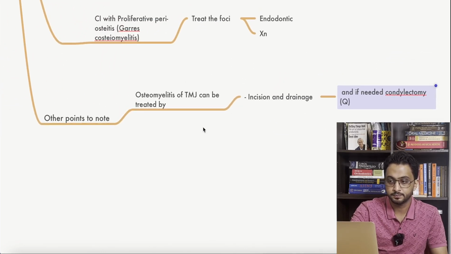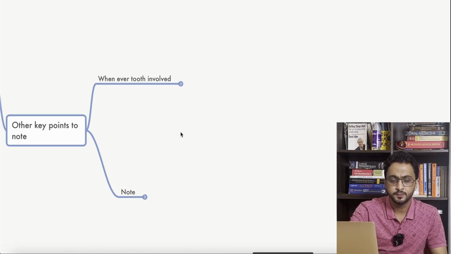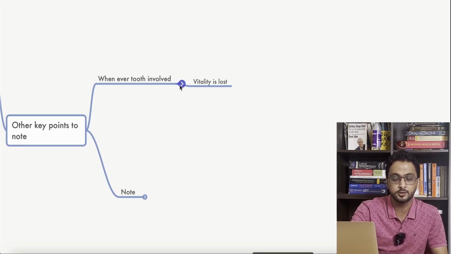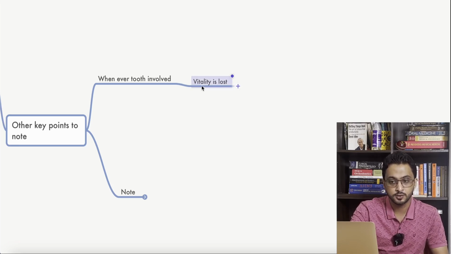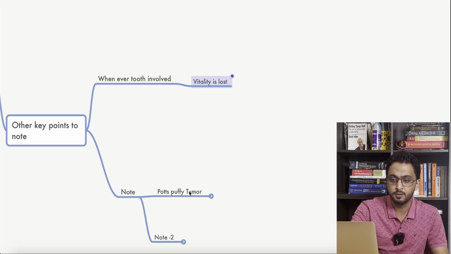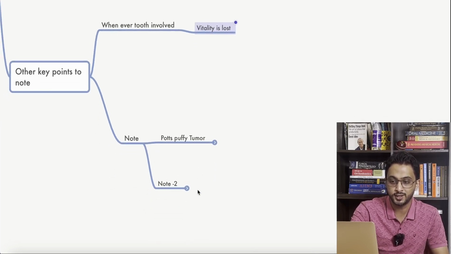One more thing, what about the tooth? Is the tooth vital or non-vital? Definitely, if the tooth is involved, it's due to caries spreading periapically. So please note, unlike the cementoma, cementoblastoma we studied, the vitality is lost. It's non-vital.